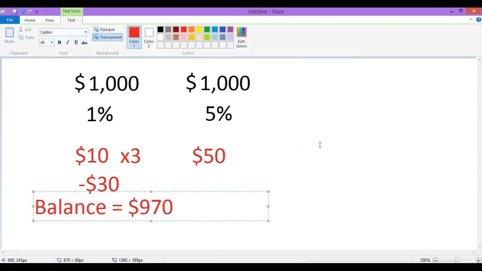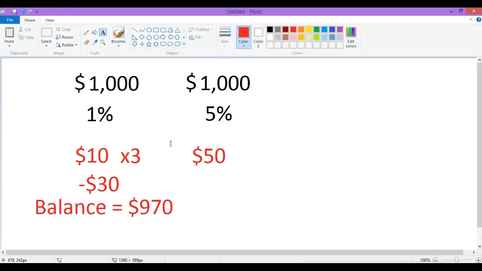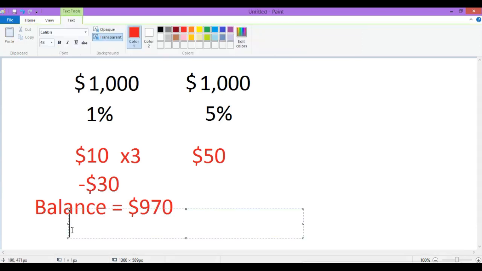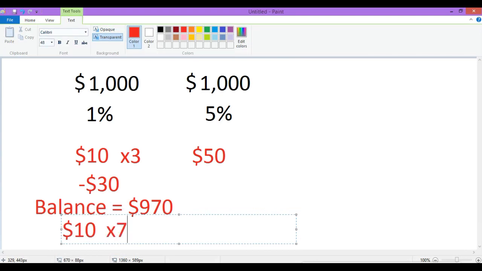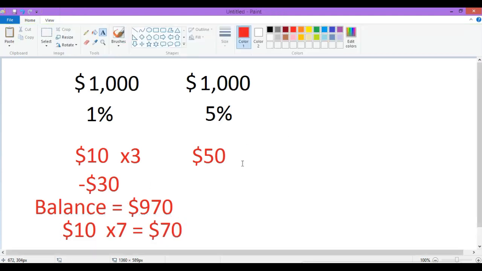So you can see my illustration. Now you have a balance of $970. Now that's out of 10 trades. We've taken 3 and they were all in loss, and now you have an account balance of $970. Now if the remaining 7 trades we call that week ends up in profit, we'll have something that looks like this. $10 times 7, that's the remaining trades we have that week, and you have $70 back in profit.